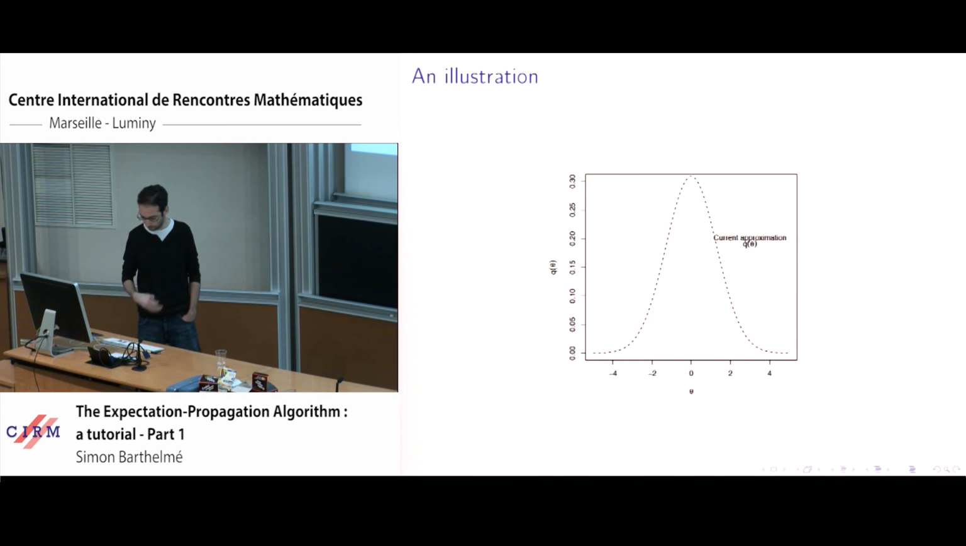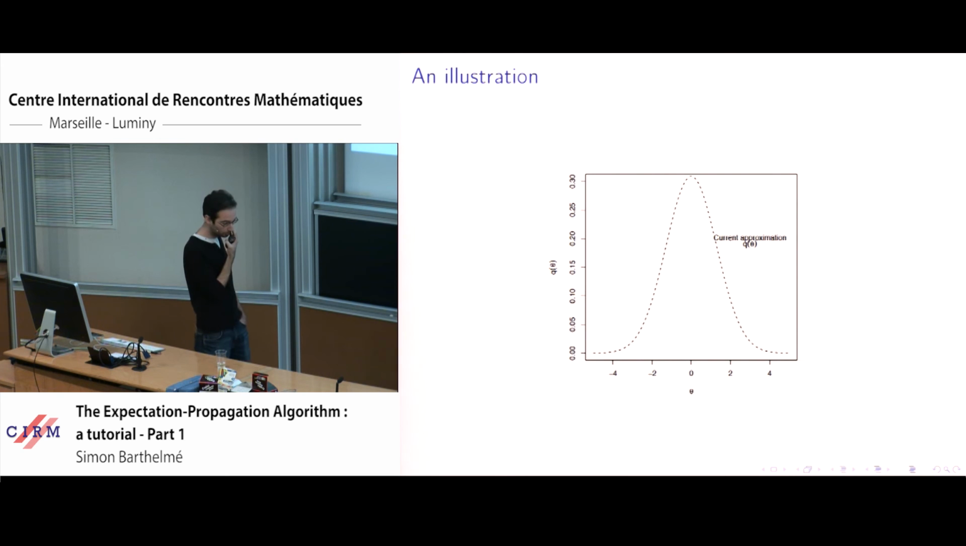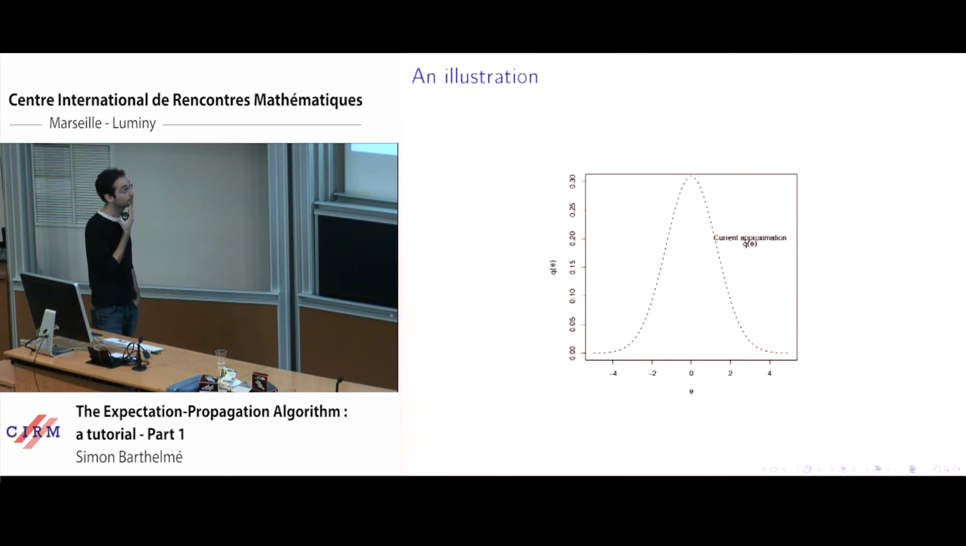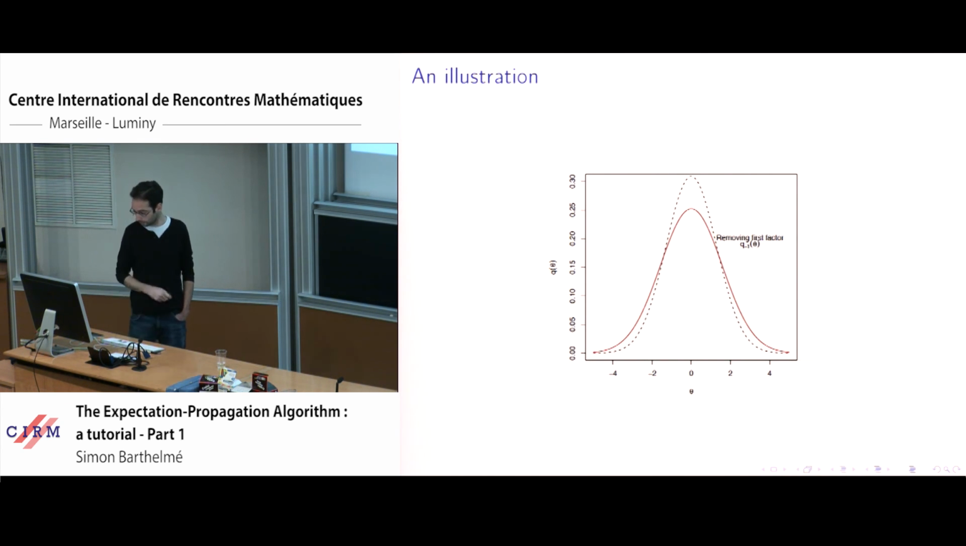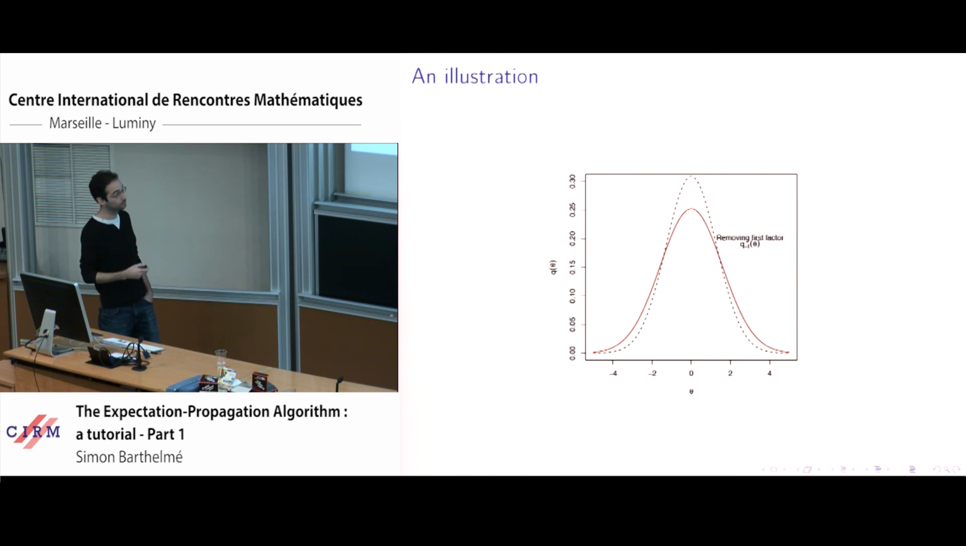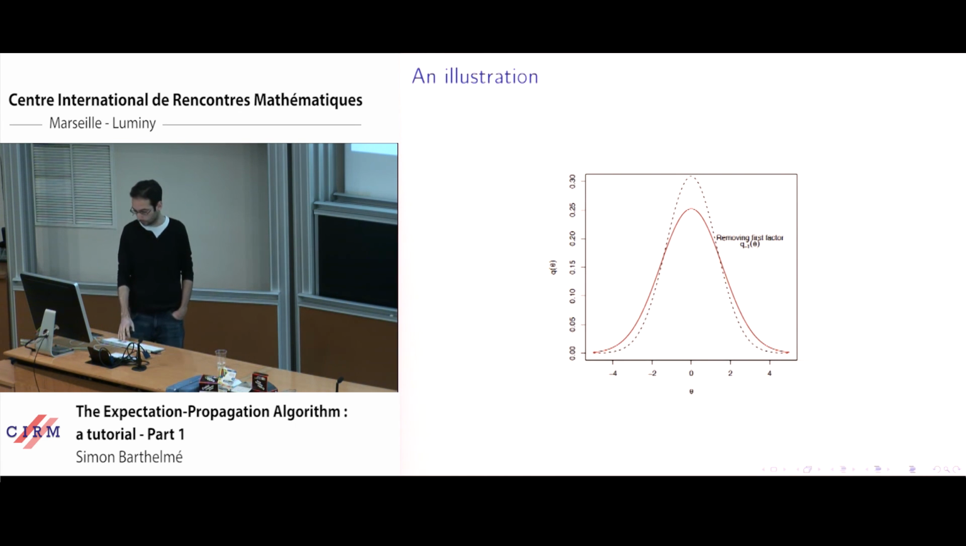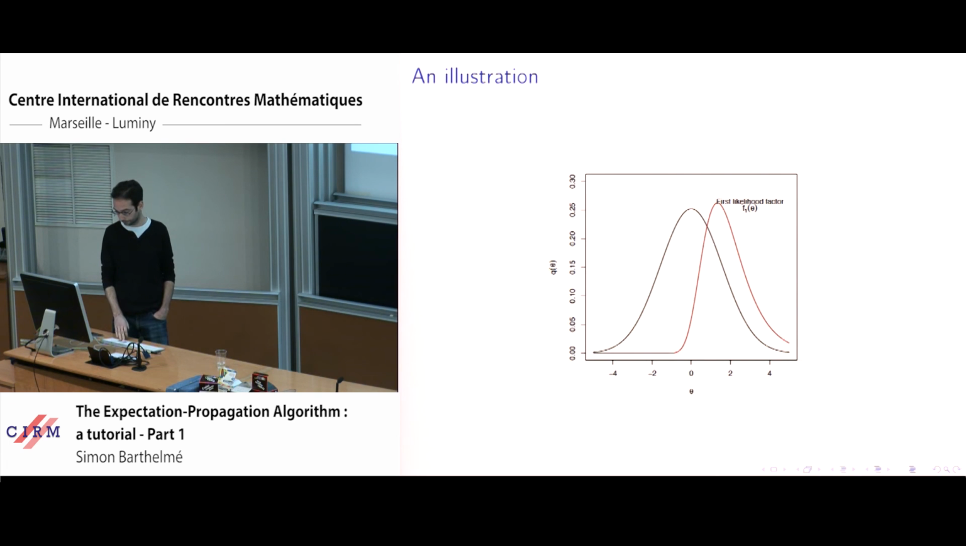So let's say we do this on a simple one-dimensional model. My current global approximation is a Gaussian, which appears here in dotted lines. If I remove one of the factors, I'm going to get something that has higher variance, because one of the factors stands for some of the data, and typically data will reduce variance. So I remove one of the factors, I get a Gaussian with higher variance. I'm going to call this Q minus 1, it's the cavity.